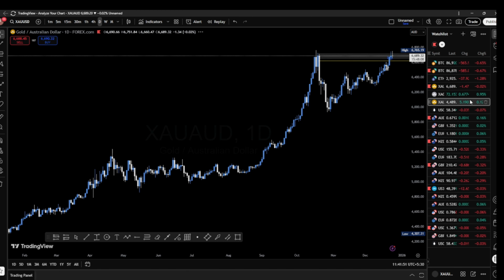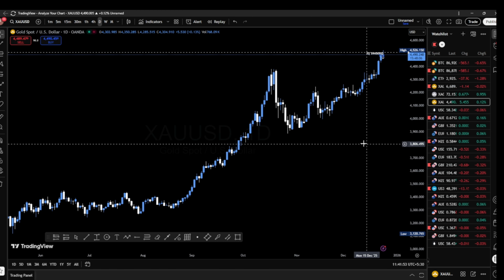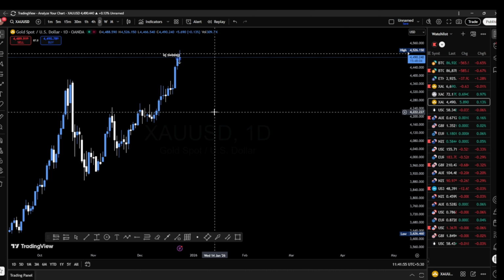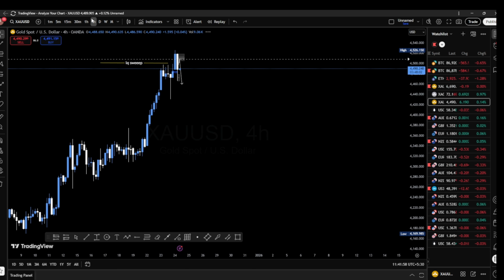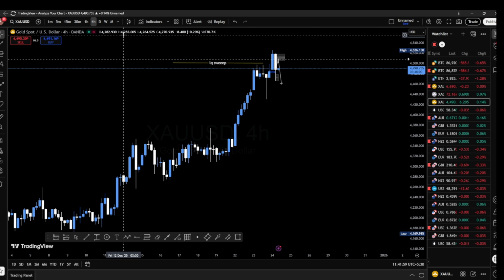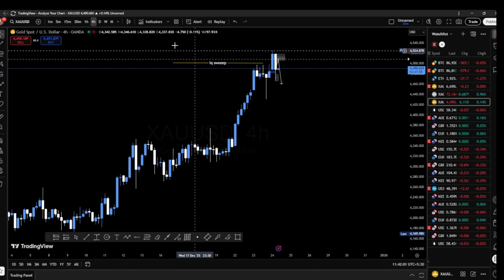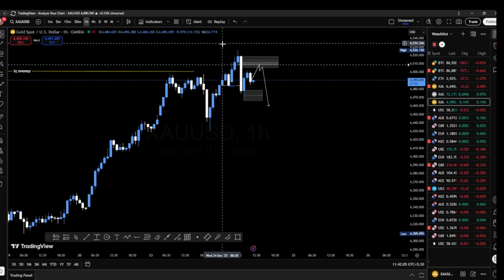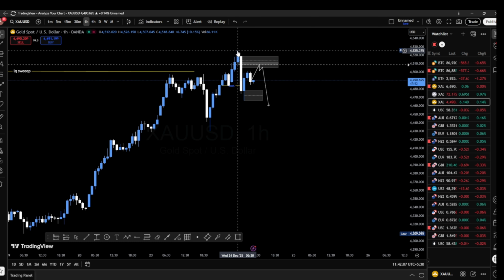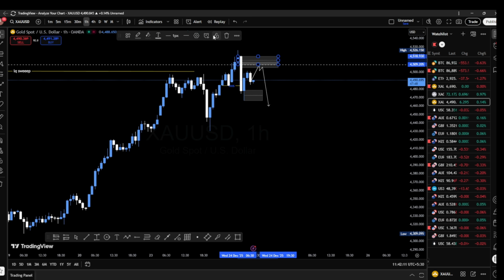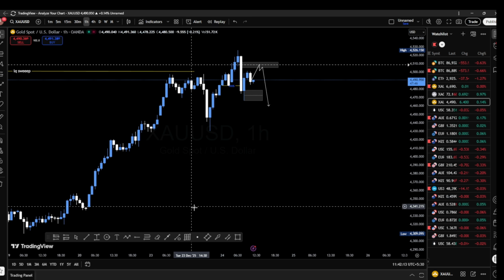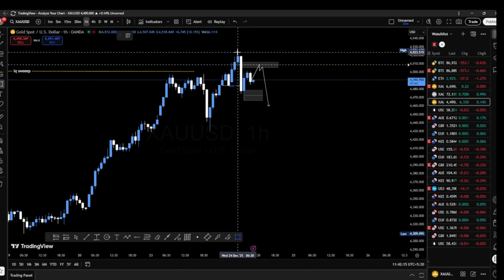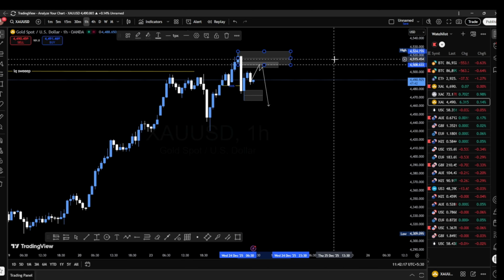So you can see gold is creating new highs. In the 4-hour time frame, we can see this is the liquidity shape. I already marked this one. In the 1-hour time frame, we can see this is the zone. This is a big zone actually. This is a 1-hour zone. Okay, this is a 1-hour zone.